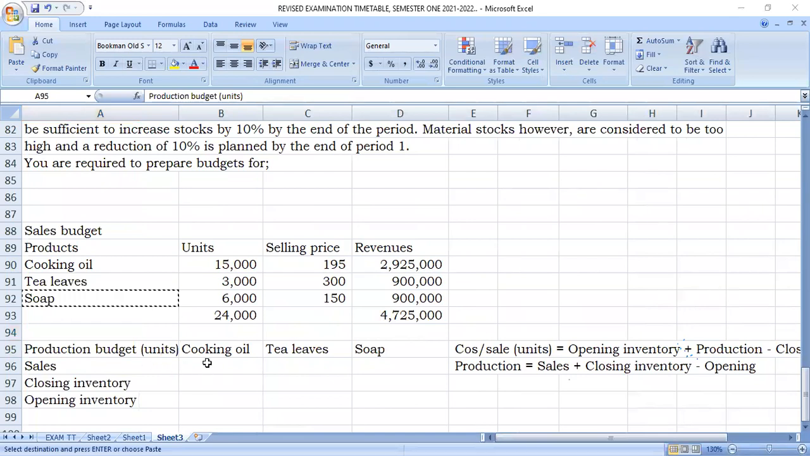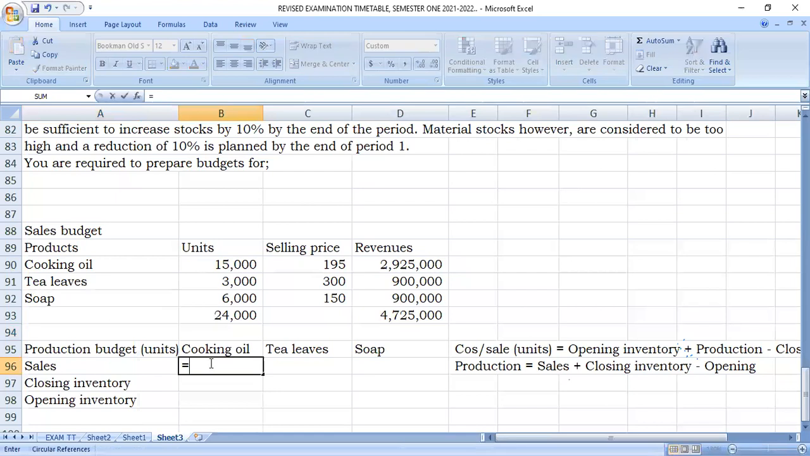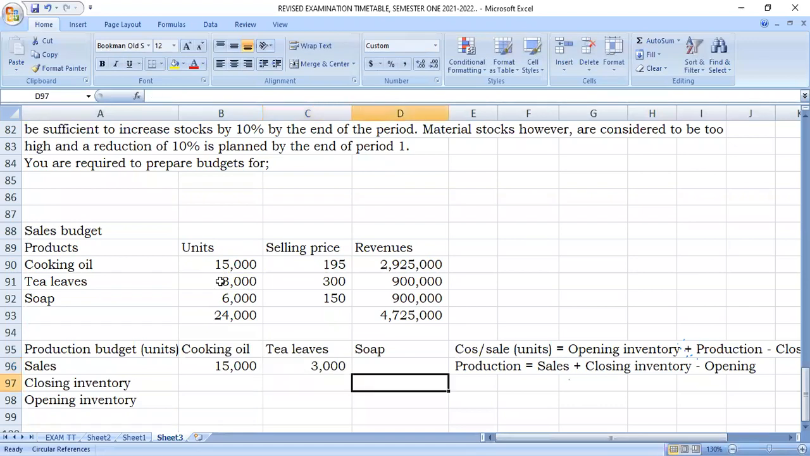Okay, it is units. So we're looking at sales units. What are we selling in terms of units? For cooking oil, there are 15,000. For tea leaves, there are 3,000. For soap, there are 6,000. These are units. I'm emphasizing.